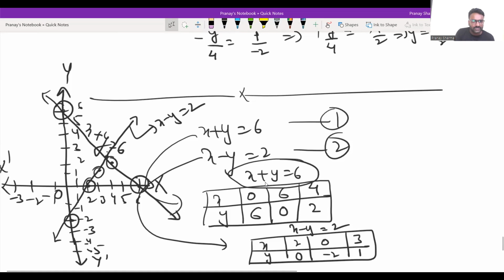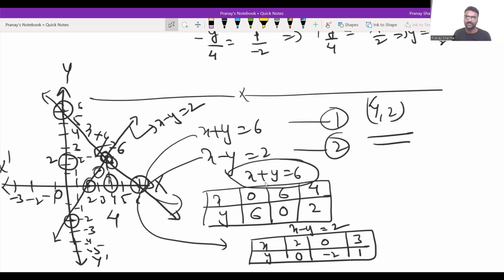Now the point of intersection is this. If you project this, here you are getting 2. If you project this on the x-axis, here you are getting 4. Again, we got 4, 2 as our coordinates. All right. That means the common point of intersection is nothing but the solution of this.